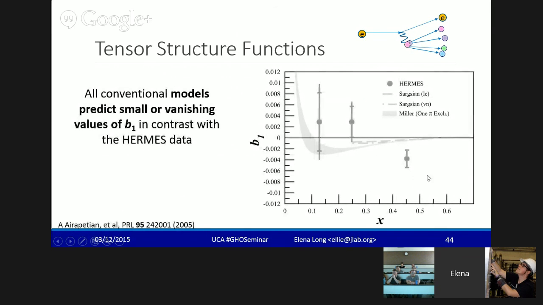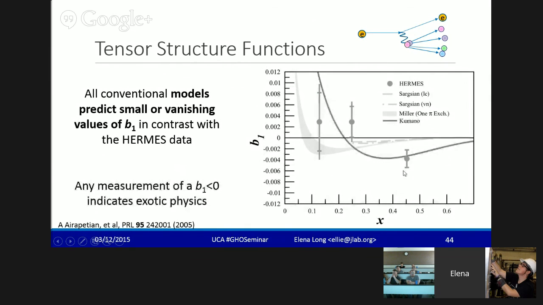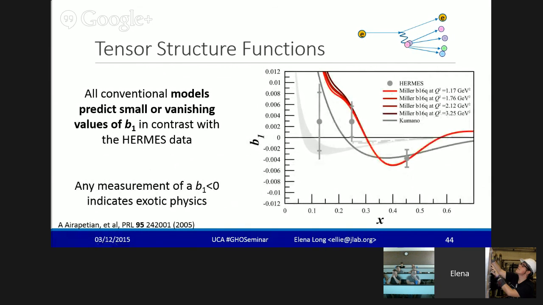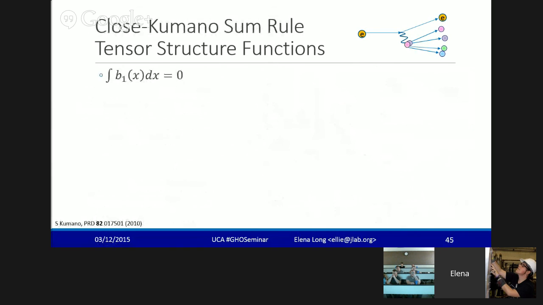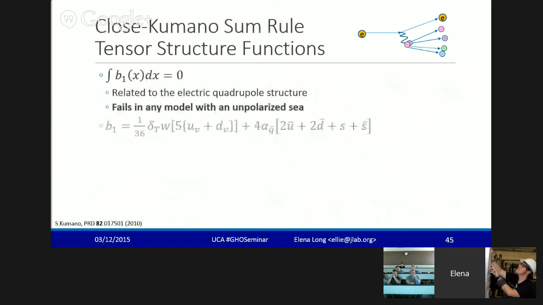So this was measured at HERMES, which is a positron accelerator, and they found a large negative value here, which was entirely unexpected. And in order to really understand this, we need to start looking at exotic physics. So these are two recent models that are trying to understand what's going on that we'll talk about extremely briefly. The first is the Close-Kumano sum rule.